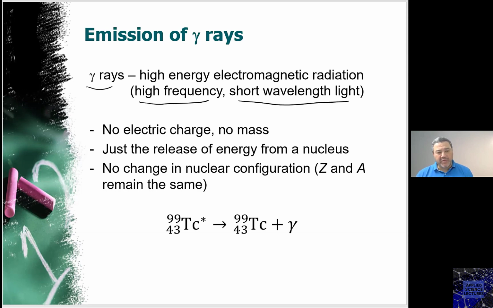So in the gamma radiation, there are no charges and no mass, just the release of energy from the nucleus. No change in the nuclear configuration, so the mass number and the atomic number will not change. As you can see, A and Z here are the same, only a release of energy in terms of the gamma rays.